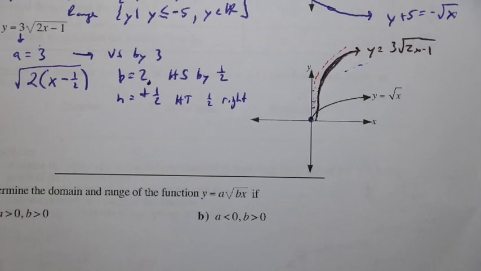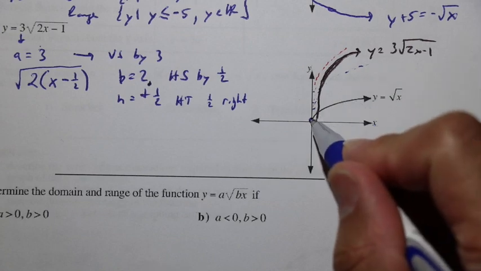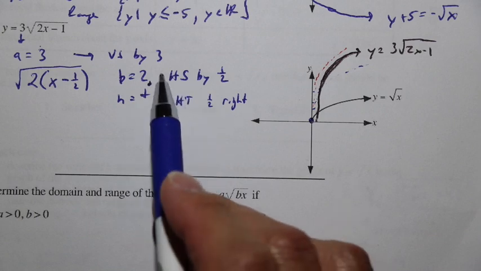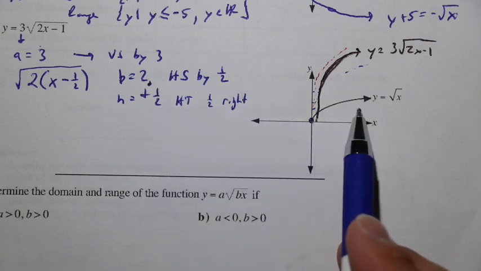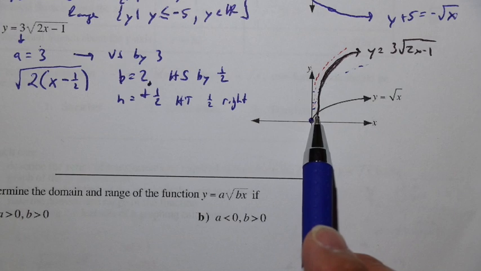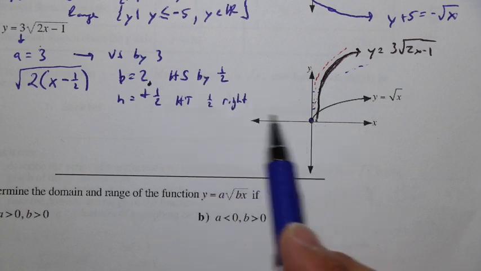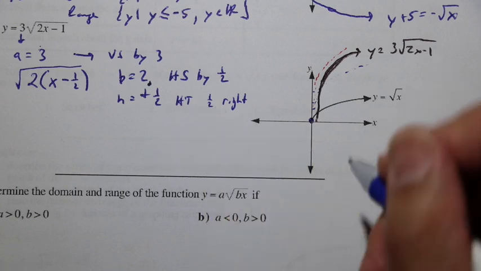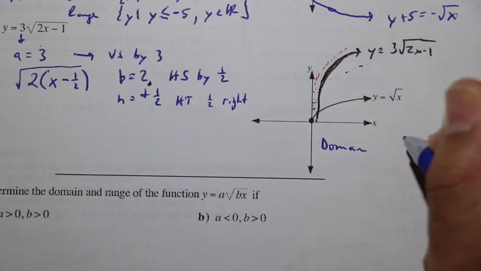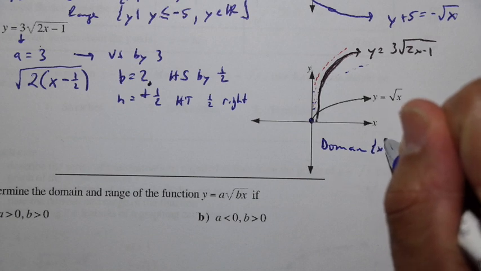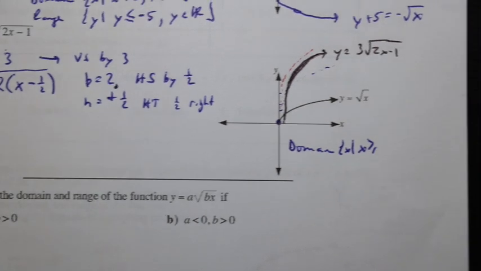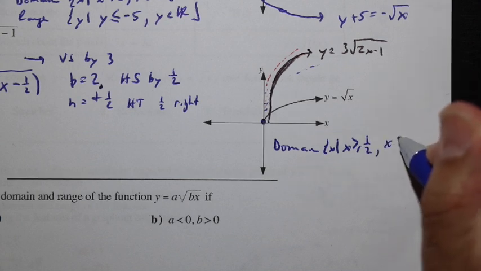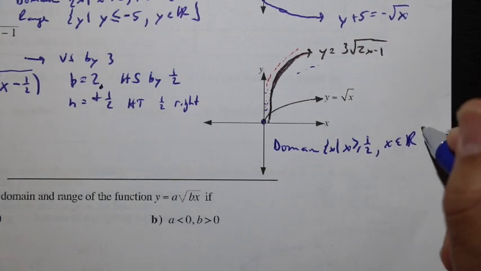Taking a look at the domain here, it was started at 0, 0. That was the original domain. You have a horizontal stretch by 1/2, but still it goes on forever. 1/2 of 0 is still 0. But if we take a look at the horizontal translation of 1/2 to the right, then this domain now is going to be x such that x is greater than or equal to 1/2 instead of 0. And then x is any real number.